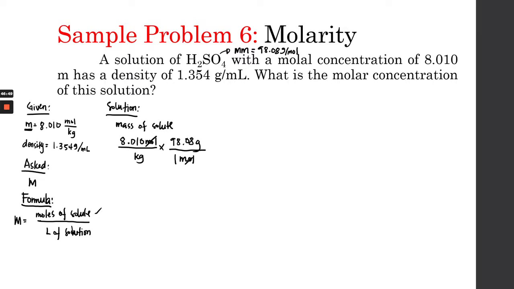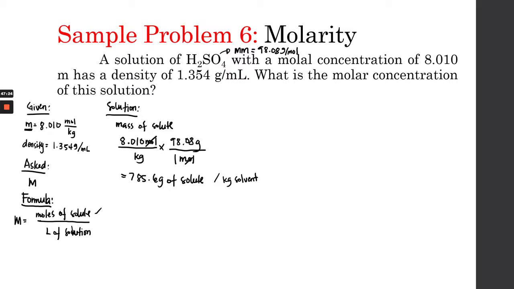So the mass of solute is 8.010 multiplied by 98.08, which is equal to 785.6 grams of solute per kilogram. We still have the kilogram of our solvent. So now that we have the grams of our solute, we can solve for the moles of solute.